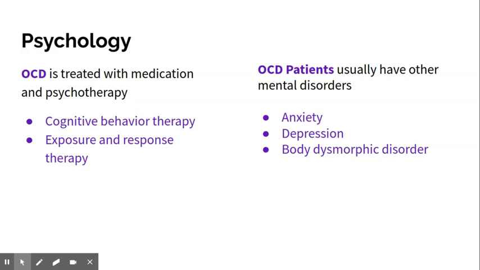So now I'm going to talk about the psychology of OCD. OCD is treated with medication and psychotherapy. Psychotherapy includes cognitive behavior therapy and exposure and response therapy. Exposure and response therapy is when a patient is exposed to something that triggers them and they are not able to act on the compulsion, and it's very effective in reducing behaviors of OCD. Also, something important to mention is that OCD patients usually have other mental disorders, for example, anxiety and depression and body dysmorphic disorder, which is why cognitive behavior therapy is very effective in people who have OCD.